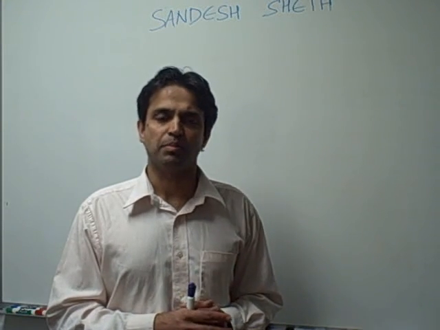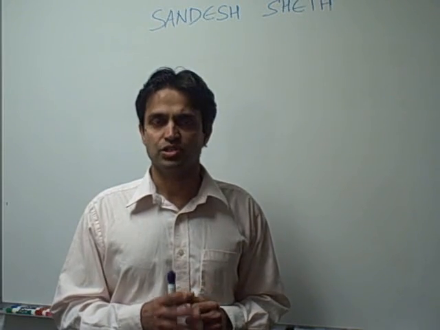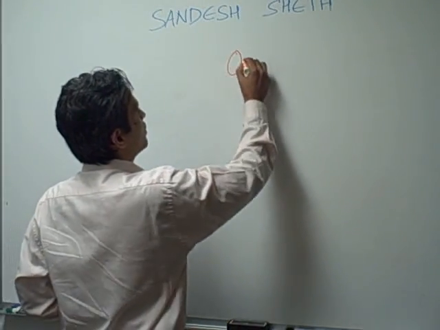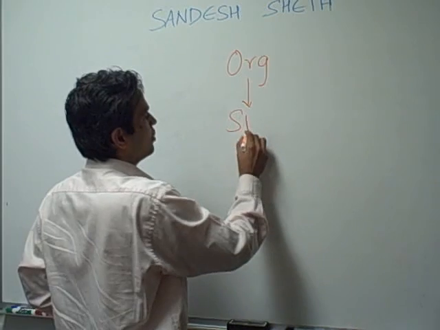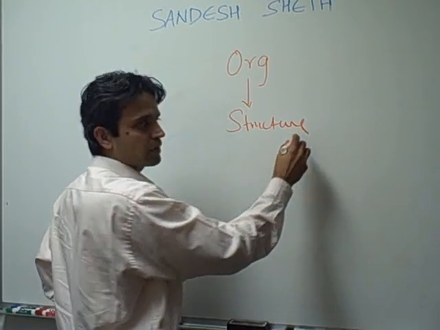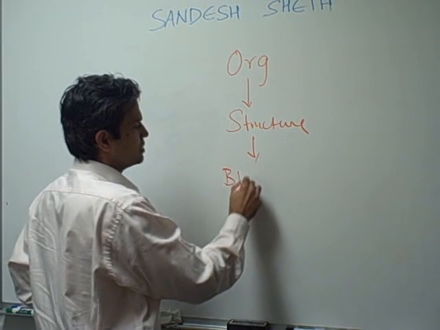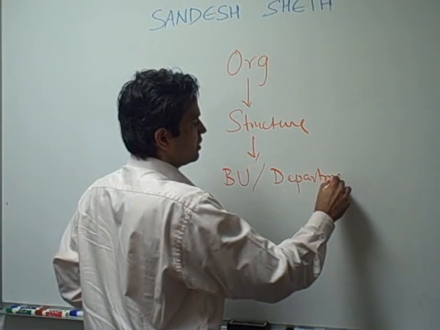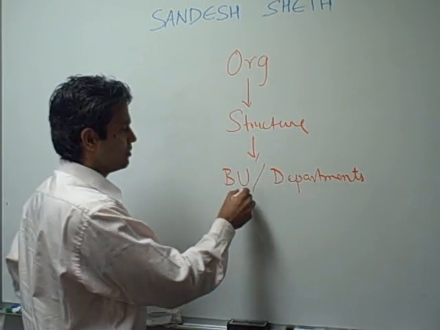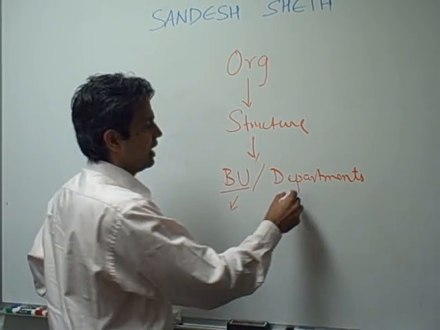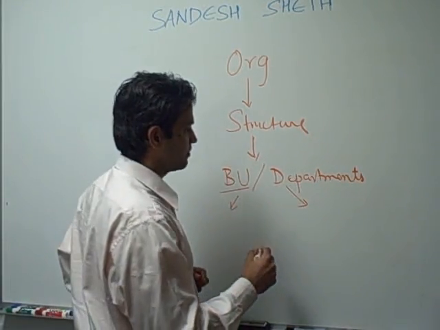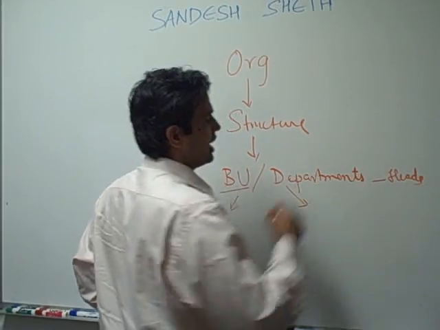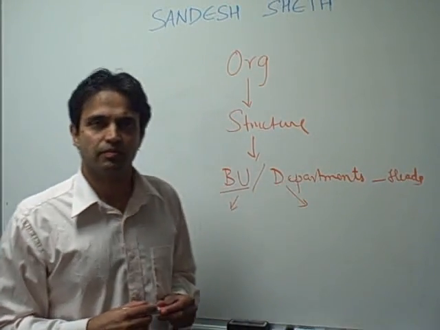The first step in business process mapping is to identify the organization and the organizational structure. We have the organization and the organizational structure, and this may be made up of business units and departments. Business units would be the customer facing and departments would be the support functions, and there would be heads that would be running the business units and departments.